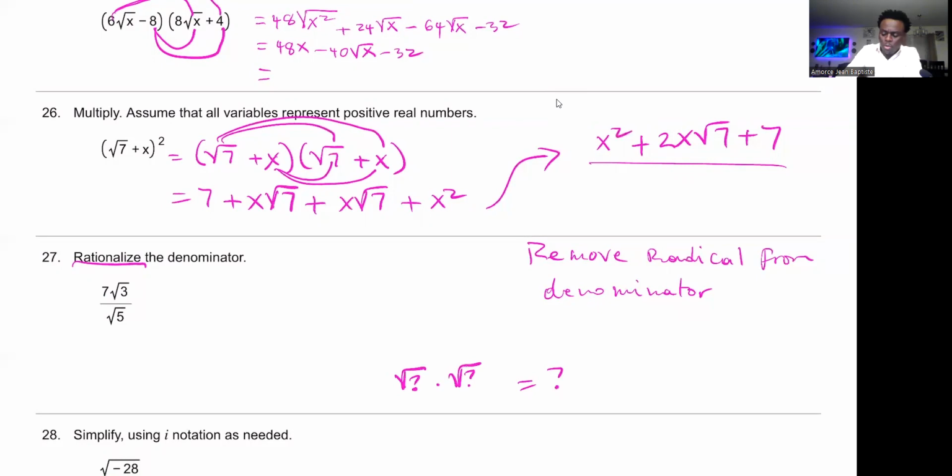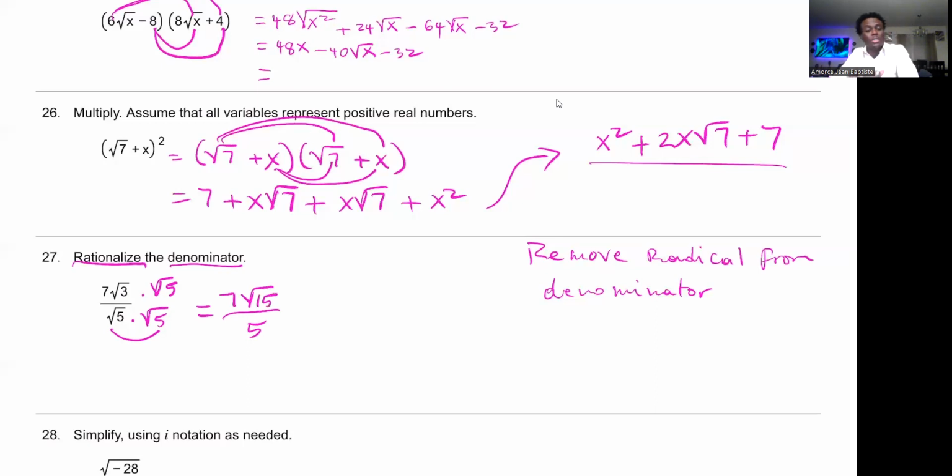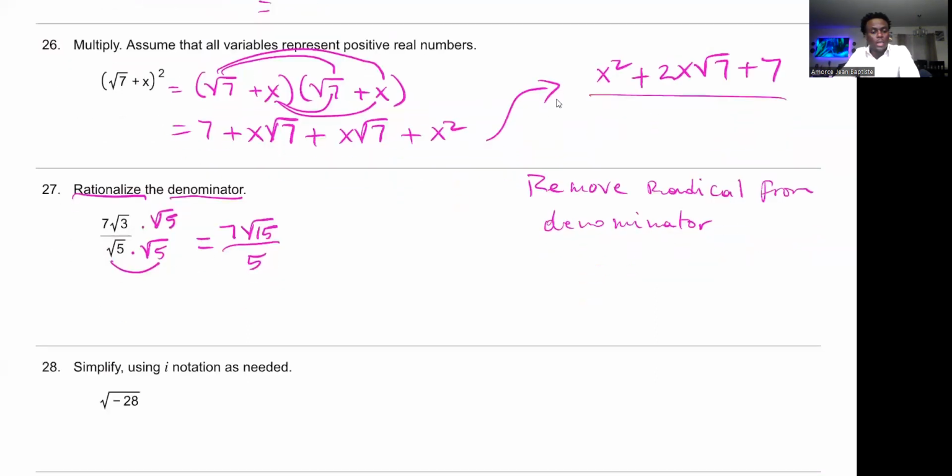So for you to remove radicals, all you need to do, wherever they want you to remove the radical from, is always multiply by the same thing here. And that makes your life very easy, because this will give me 5, no radical in the denominator. In the top, you multiply outsides together and insides together. That's your answer. Welcome to your answer.